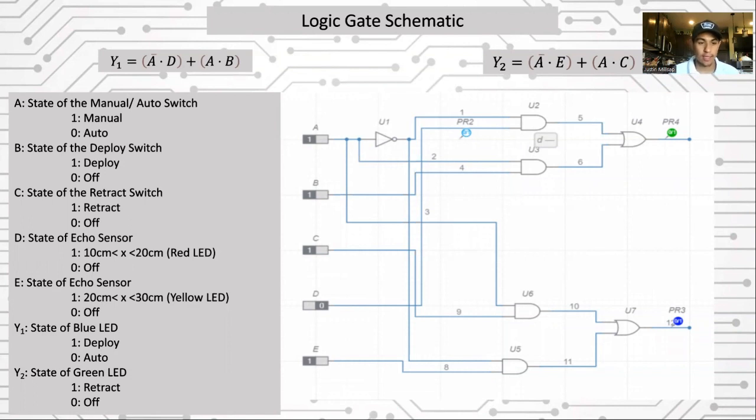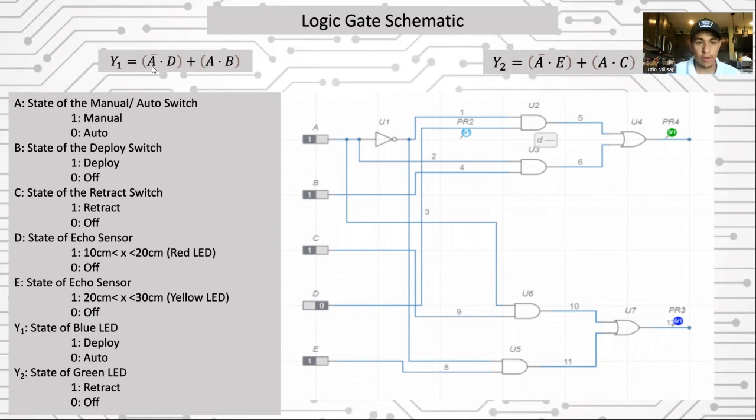Now our states D and E are our echo sensor. State D is if it is in between 10 and 20 centimeters, it will activate, and state E is if it's within 20 to 30 centimeters, it will activate as well. So it does consist of 2 outputs: our first output will indicate whether the overall system is deploying, and our second output will indicate if the overall system is retracting.